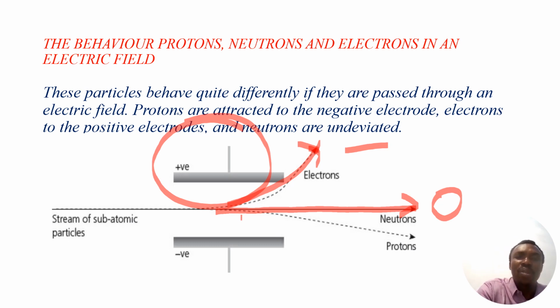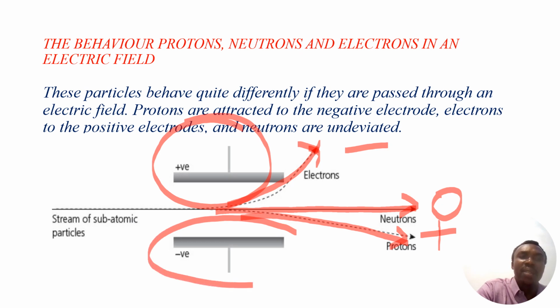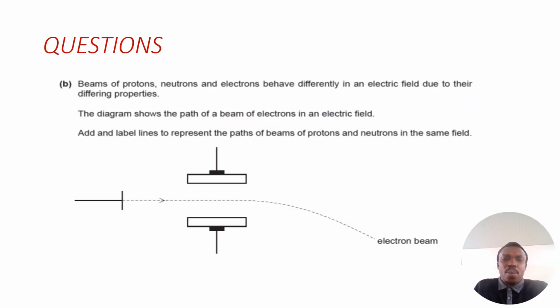Then look at the protons, which are positively charged, are attracted to the negative electrode. So these are the behavior of the fundamental particles of an atom, which are protons, neutrons, and electrons, in an electric field. So before us is a typical examination question based on what you just treated.